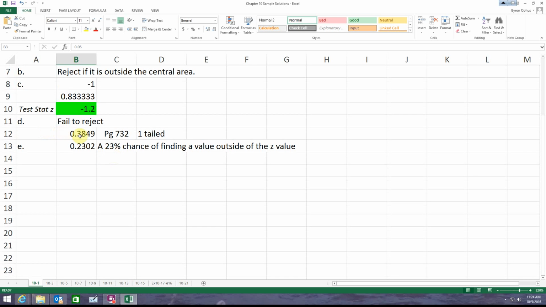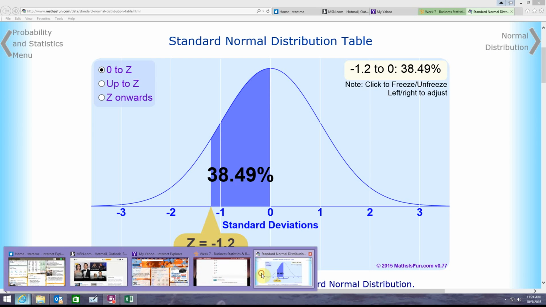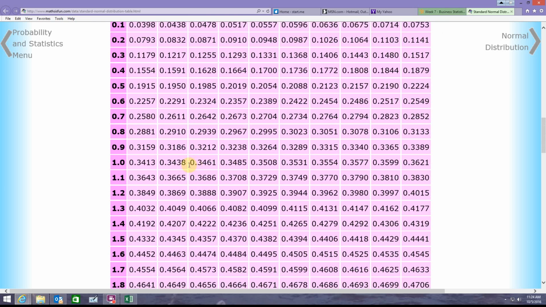So what do I do then? The question asked me, what's your decision? So I failed to reject. And then it asks, what's the p-value? I didn't label this as p, but I should. So what I'm going to do is turn my test statistic kind of backwards. I'm going to take a look at my z value in the chart, this minus 1.2. For you guys, you might want to use the book, but you can do it here, 1.2, because I don't have pluses or minuses. Remember, it's going to be the same on either side.